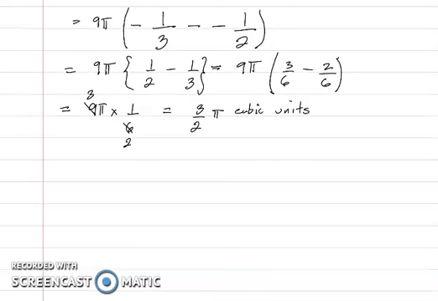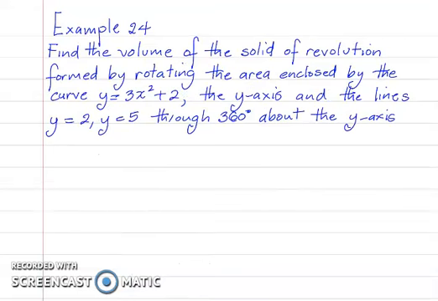Let's go again. Example 24. Example 24 says, find the volume of the solid of revolution formed by rotating the area enclosed by the curve y is equal to 3x squared plus 2, the y-axis, the lines y is equal to 2, y is equal to 5 through 360 degrees about the y-axis. Again, this volume V would be equal to pi, the integral from 2 to 5 of x squared dy.